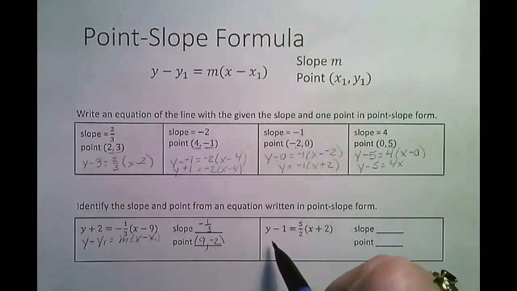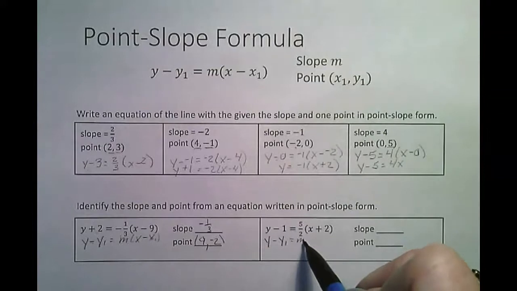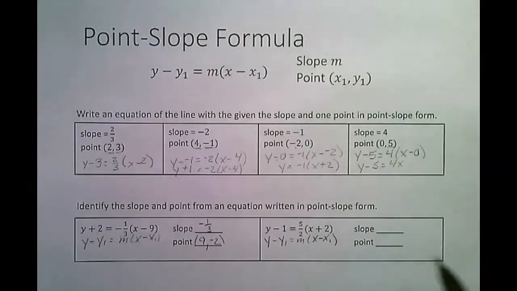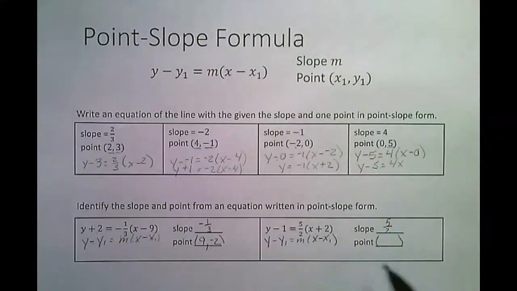Let's take a look at another one. If I was to write the formula directly under it so I could analyze it a little closer, I would write y minus y sub 1 equals m times x minus x sub 1. Now I need the slope. The slope is the m, so the slope would be 5/2. I need that point, that xy. I'm going to look here.